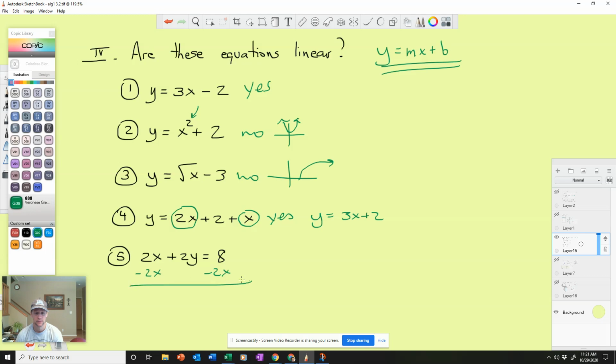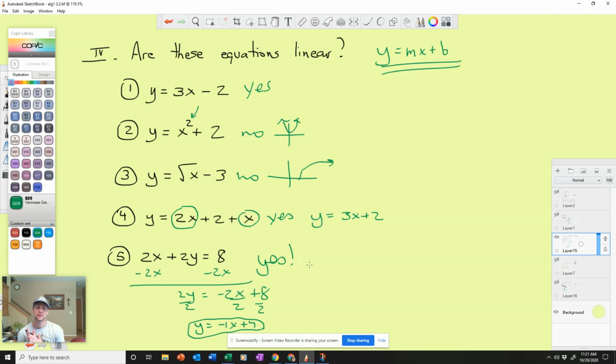So to solve for y, I'm going to get 2y equals negative 2x plus 8. And then dividing by 2, I get y equals negative 1x plus 4. Oh yeah, I can write that as y equals mx plus b. And therefore the answer is yes, that one is linear. Okay, so recognizing linear is pretty easy.